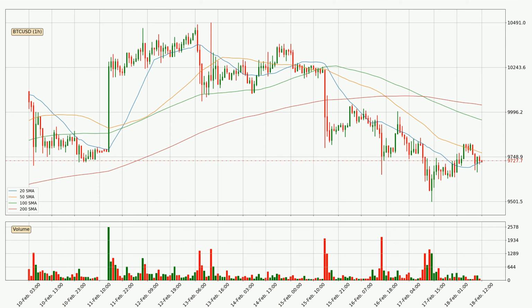Jumping to the divergences, there are two types of divergences, bearish or negative divergence and bullish or positive divergence. Bearish divergence is when the price is making a higher high while at the same time the indicator is making a lower high. This shows that the buyers are exhausted and a trend change could be expected soon.